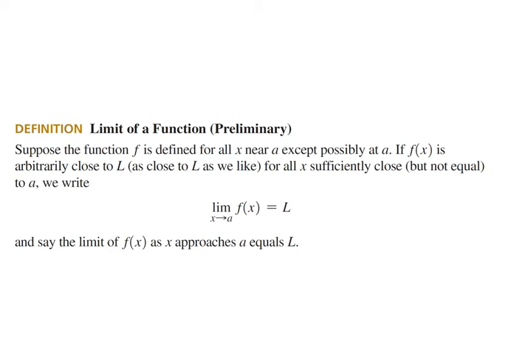If f of x is arbitrarily close to L, and as close as we may like or as we may choose, for all x sufficiently close but not equal to a, we write this little piece right here, and we say the limit of f of x as x approaches a is equal to L.